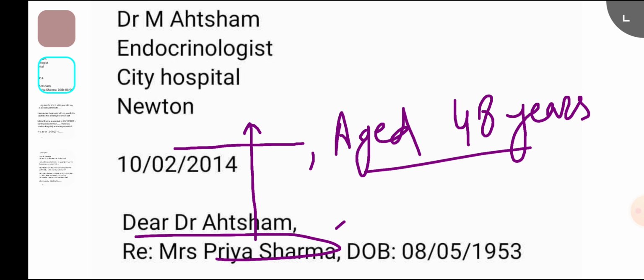So this is Mrs. Priya Sharma, or whatever the name is. Okay, and then you write the age like this over here, this one down here. So this is a simple structure of your intro. This is containing all the information about the patient, about the doctor you are writing to.